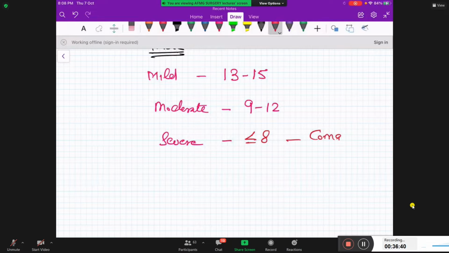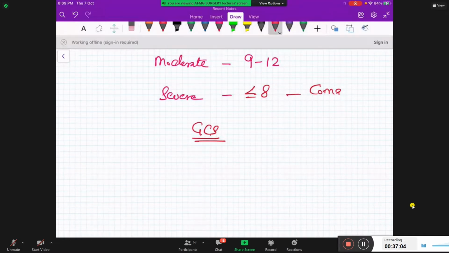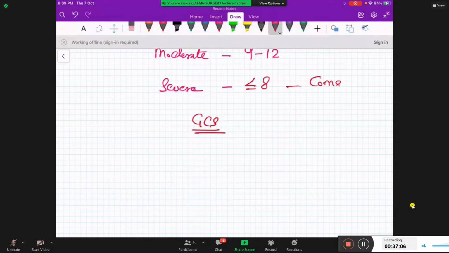8 or less than 8 GCS is a definition of coma. So that means we have to assess the GCS of the patient to know the grade of head injury. And GCS is Glasgow Coma Scale. Now, how will we assess GCS?